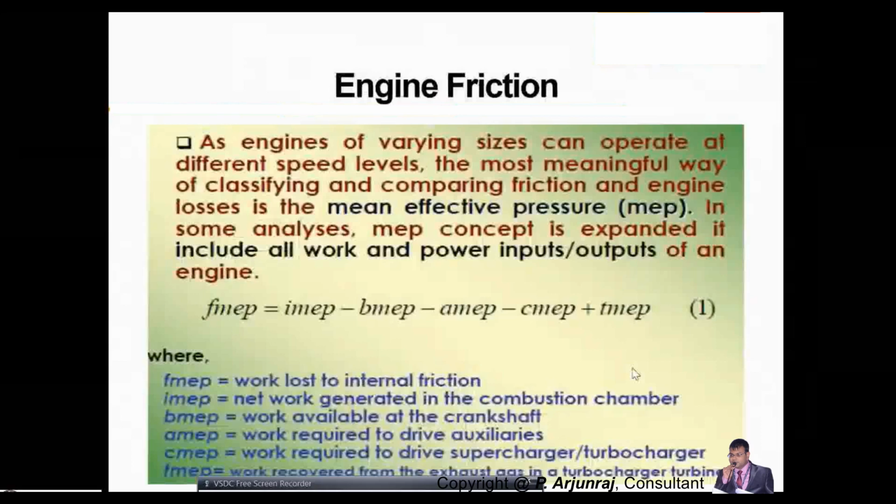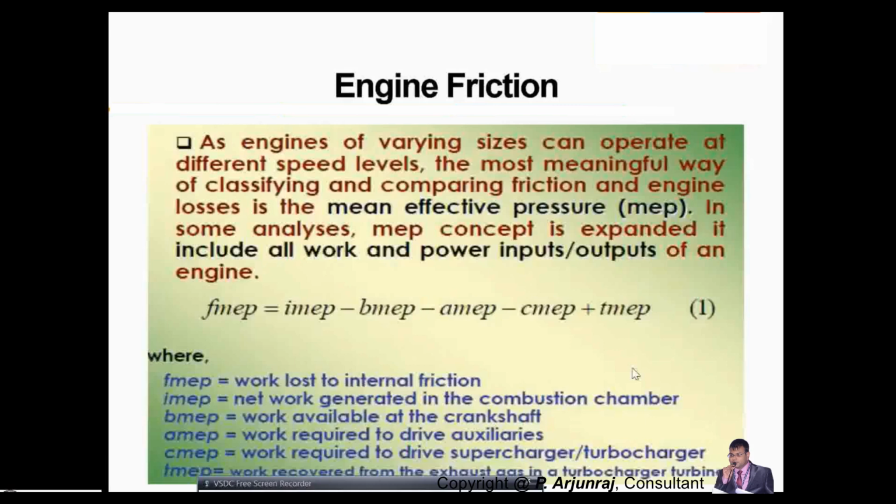Because of this friction power, the efficiency is going to get reduced, and the output power is also going to get reduced. The output power here is measured at the crankshaft, and that determines the brake power of the engine. Brake power is 2 pi NT by 60,000, and it also depends on the speed of the engine. So the higher the speed, the higher the friction developed in the engine.